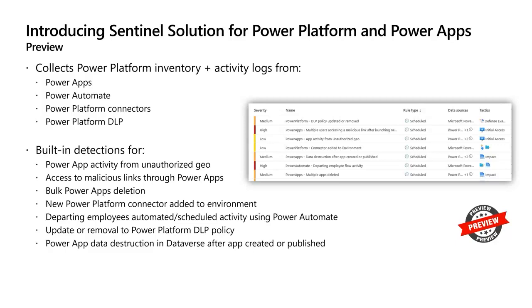Built-in detections for things like Power App activity from unauthorized geos, access to malicious links through Power Apps, bulk Power Apps deletion, new Power Platform connector that is added to the environment, departing employees that are running automated or scheduled activity using Power Automate, update or removal to Power Platform DLP policy, and Power Apps data destruction in Dataverse after an application is created or published, which can cause major damage, of course.